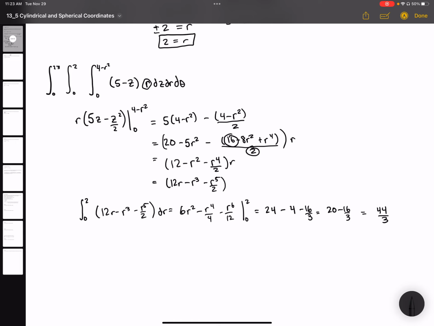And so for our outer integral, we have from 0 to 2 pi of 44 thirds d theta, which is just 44 over 3 theta, evaluated from 0 to 2 pi, which is going to be 88 pi divided by 3. And if you wanted to go through the trouble, you could type this into Desmos and you get that answer.